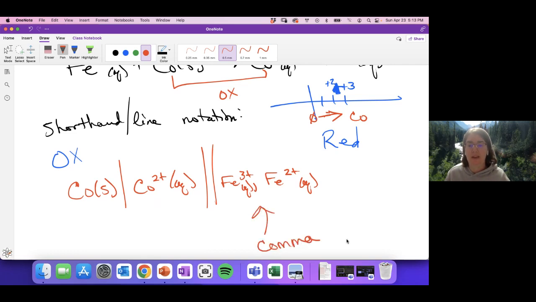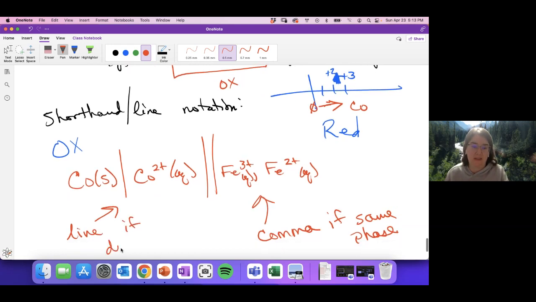Use a comma if you're in the same phase. Use a line if it's a different phase. So honestly, typically we are changing phases, and so you don't usually see the comma utilized because we're almost always going from solid to aqueous or aqueous to solid or gas to aqueous. We're usually doing something like that.